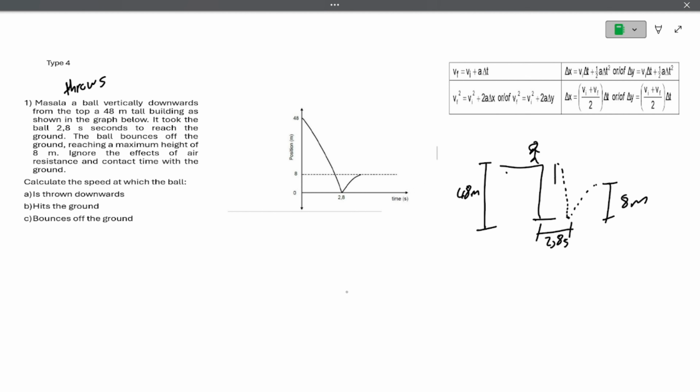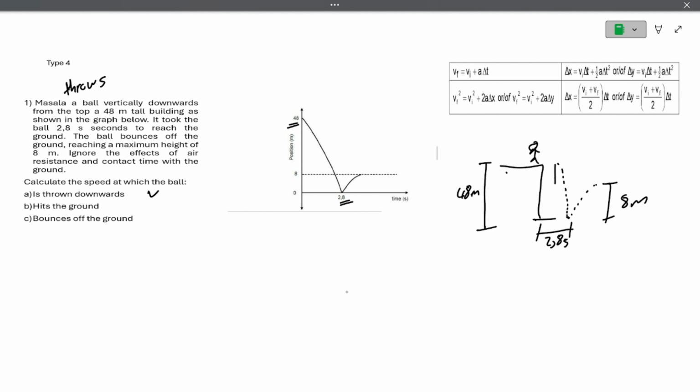So let's come here. Calculate the speed at which the ball is thrown downwards. The first thing I would like to do is to mention the section of motion I'm going to use, the section for which I am given variables that I can apply. So I'm using the section of motion from when he throws the ball until the ball reaches the ground.